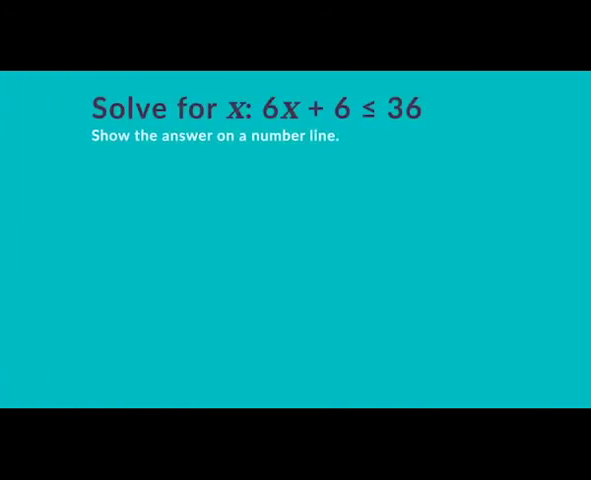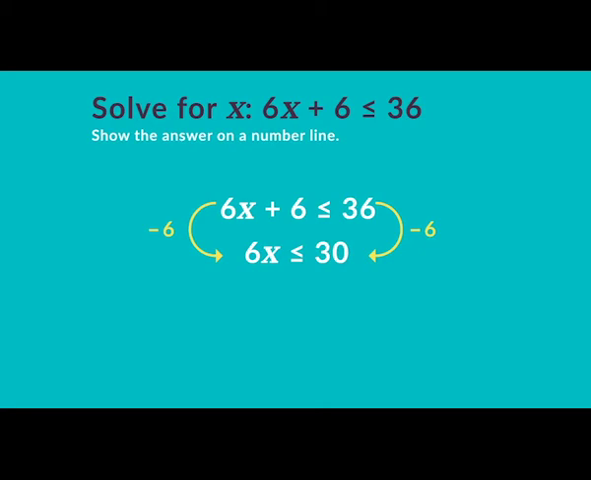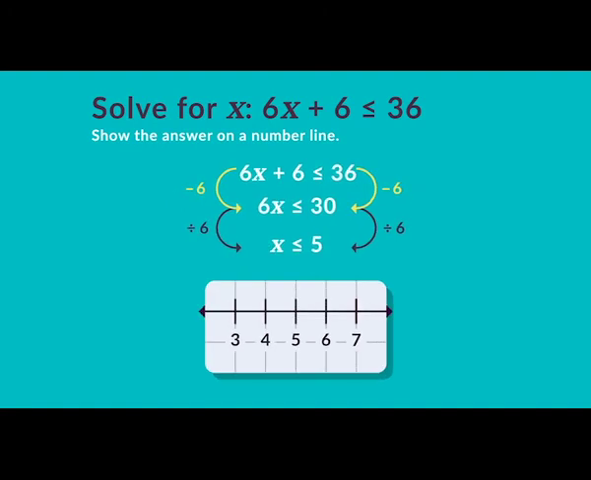Now let's solve for x in the inequality 6x plus 6 is less than or equal to 36, then show the answer on a number line. After subtracting 6 from both sides of the inequality, we get 6x is less than or equal to 30. Next, we divide both sides by 6 and get x is less than or equal to 5. On the number line, this is shown by a solid dot over 5 with a line and arrowhead extending to the left of 5.